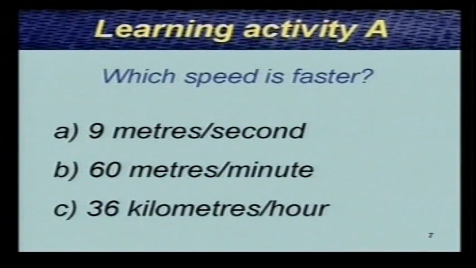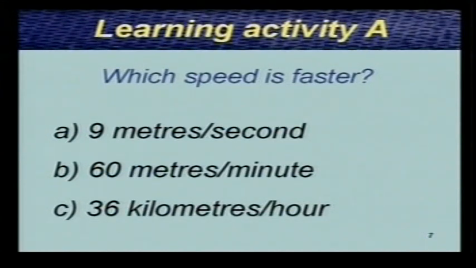All right, I'll give you one example. Okay, we have a question here, right? Which speed is faster, class? Okay, the answers are A, 9 meters per second, B, 60 meters per minute, and C, 36 kilometers per hour. All right, they are different rates. Now we cannot compare these rates.